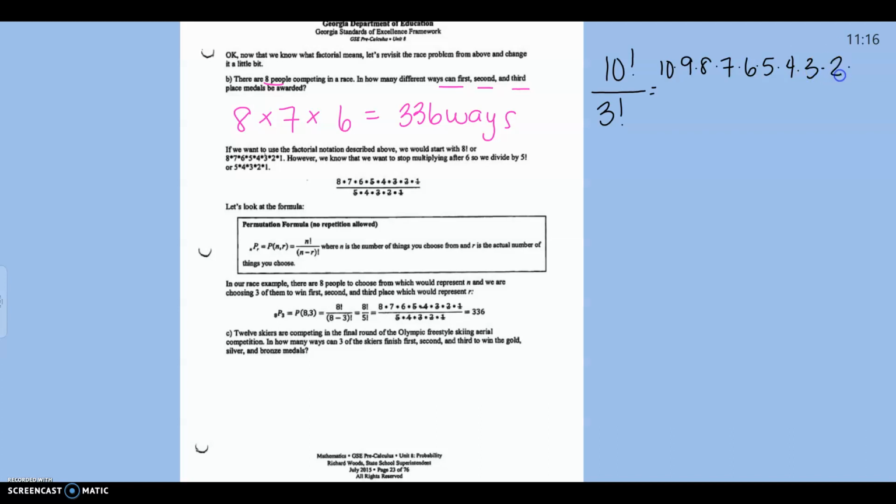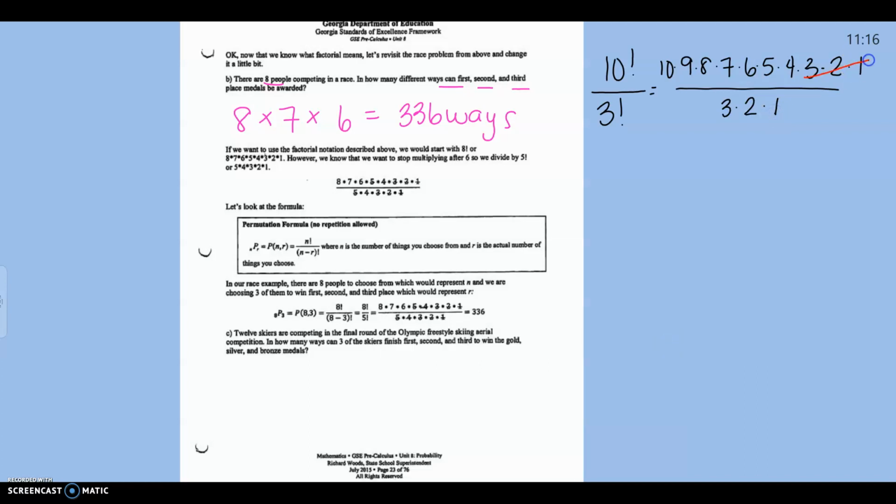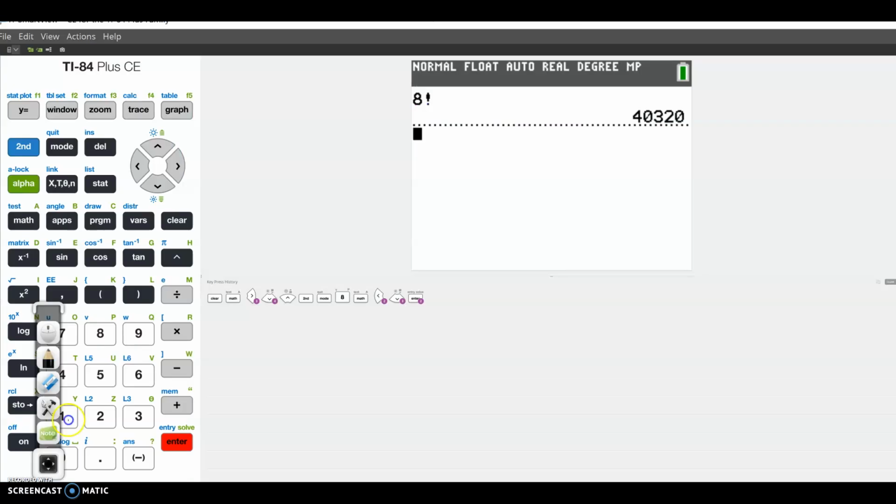times 3 times 2 times 1. And on the bottom, 3 factorial is 3 times 2 times 1. And what you'll notice is that guess what? The 3 times 2 times 1 cancels. So you could just do 10 times 9 times 8 times 7 times 6 times 5 times 4. If you did that in your calculator, you would do 10 times 9 times 8 times 7 times 6 times 5 times 4, which is a little annoying. And you would get 604,800.